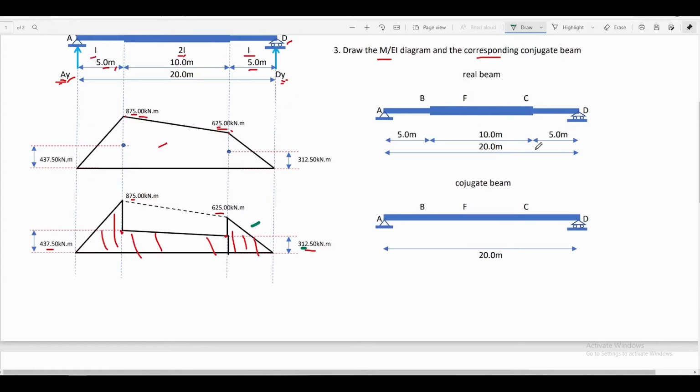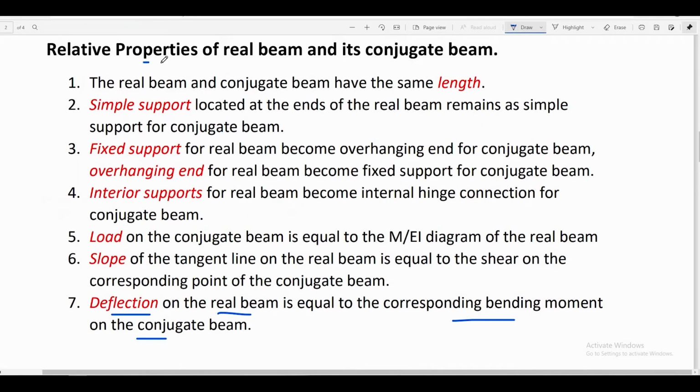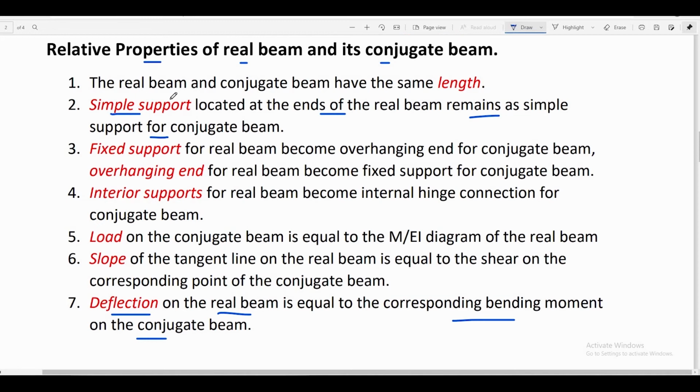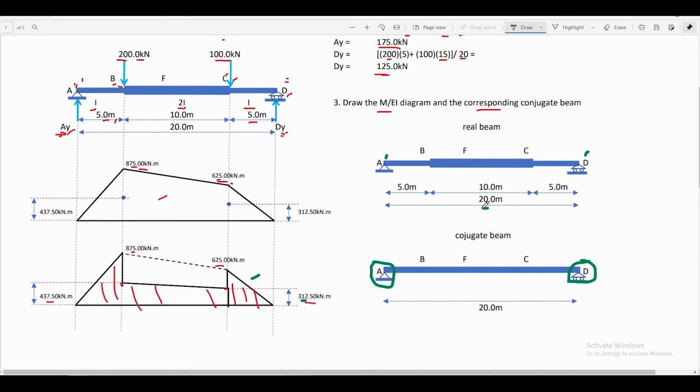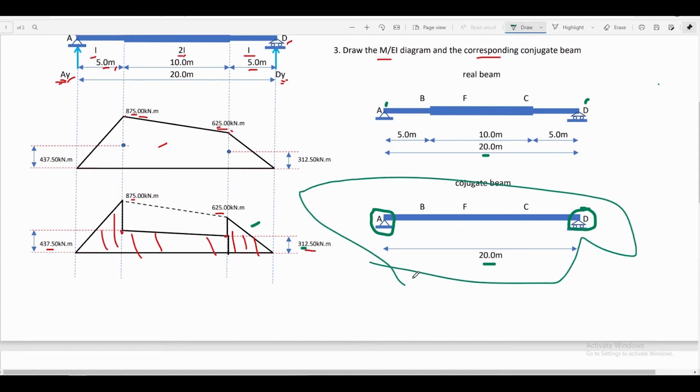After constructing the M over EI diagram, we can now draw the conjugate beam of our real beam. From the relative properties of the real beam and its conjugate beam, the simple support located at the ends of the real beam remains as simple support for the conjugate beam. So as we can observe, we have a hinge support at point A and a roller support at point D. It will remain hinge and roller on our conjugate beam. And from property number 1, the lengths of the real beam and conjugate beam are equal. So if our real beam has 20 meters length, then our conjugate beam is also 20 meters. So here is now our conjugate beam in solving the problem.